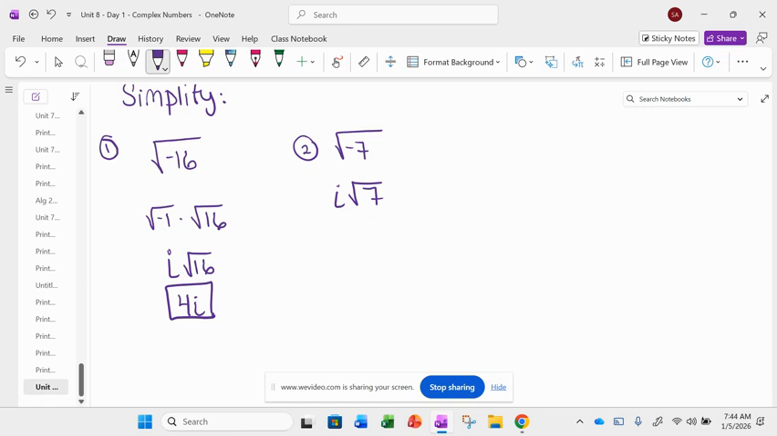Yes, Ariana. Does it matter if you put the i before or after those? No, because multiplication is commutative. Generally when it's like 4i, the i comes after. When it's a radical, it comes before, but it doesn't matter.